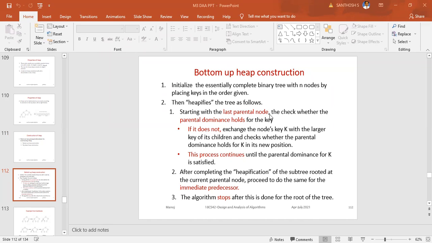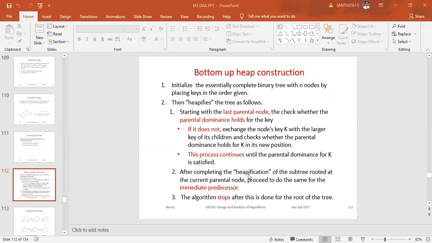So start with the last parental node. Check whether the parental dominance holds for the key. If the parental dominance is not holding, exchange the node key with the larger key of its children and check whether the parental dominance holds. This process continues until the parental dominance is satisfied. That is the process of heapification.